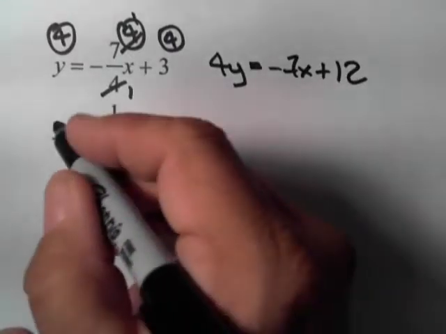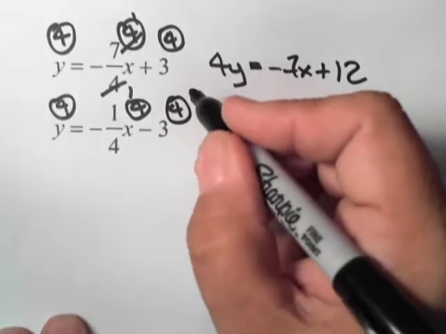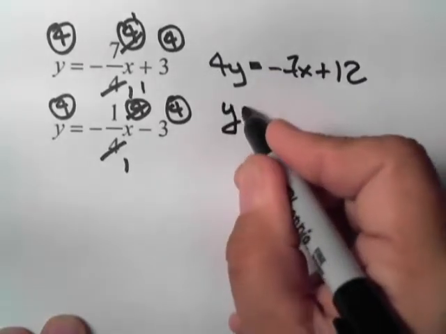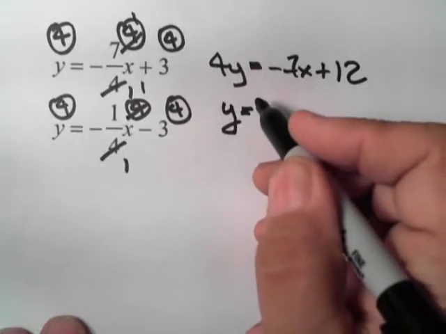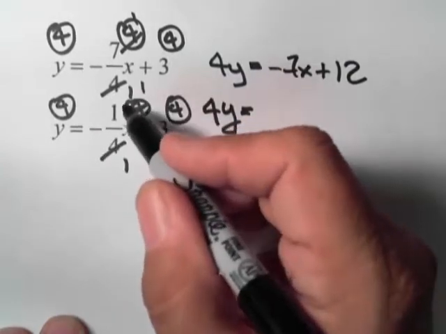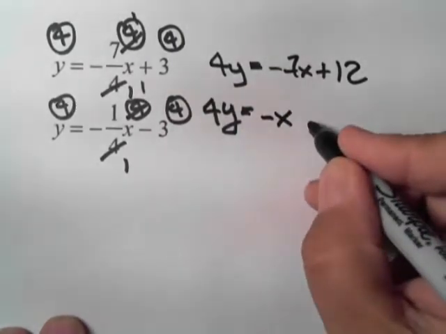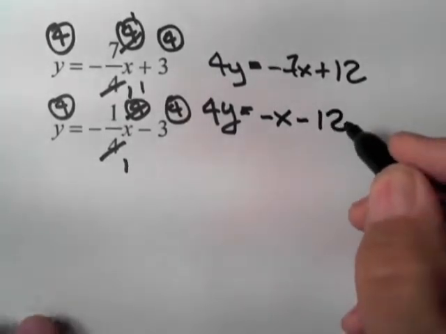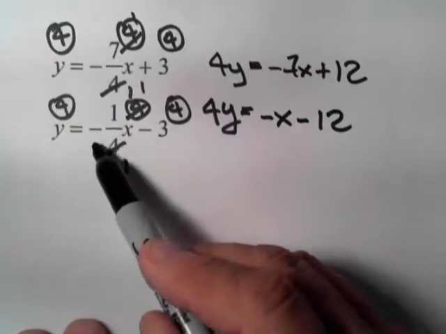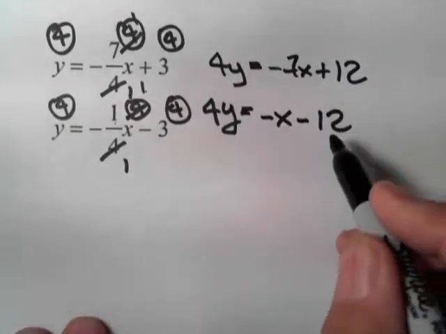Now, let's go get the second one, and it turns out that I have to multiply it by the same thing. So here it goes. And so once again, the 4's will cancel out here. Actually it's going to be 4 times y. So 4y equals negative 1 times x, so negative x, and then negative 12. Let's double check this once again. This is going to be 4 times y equals negative 1 times x, so negative x, minus 3 times 4, negative 12.